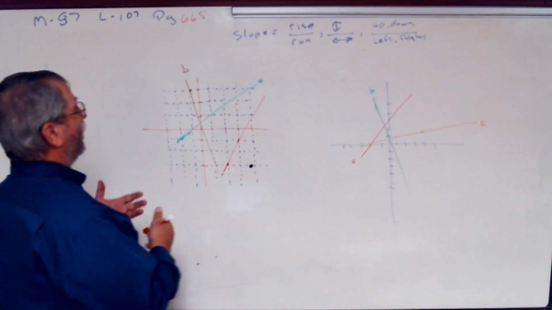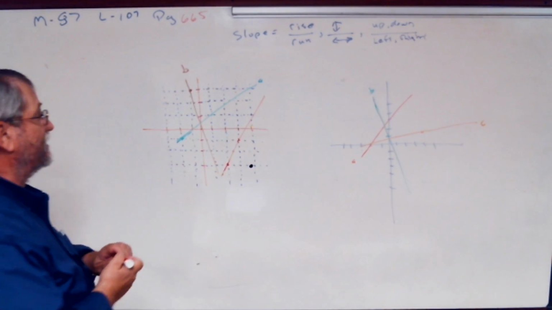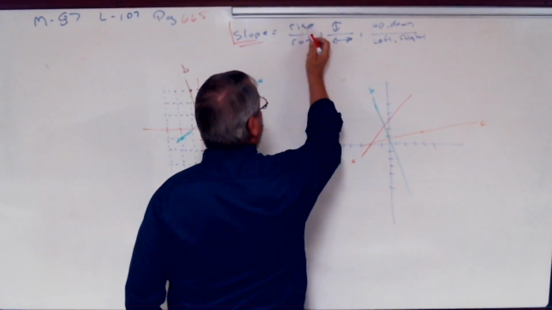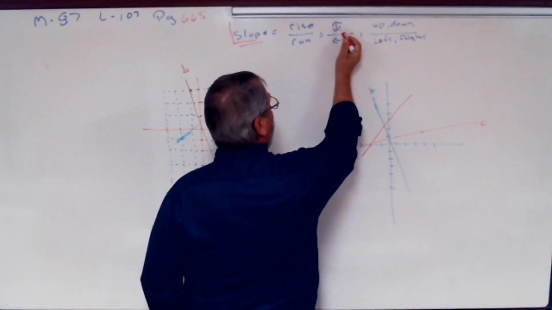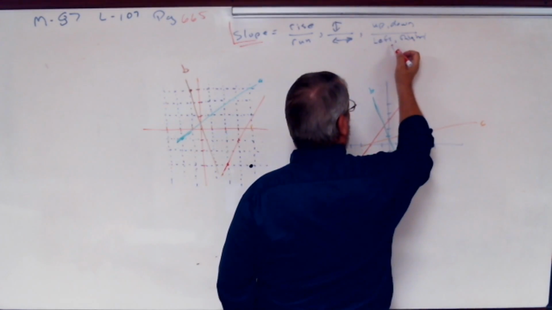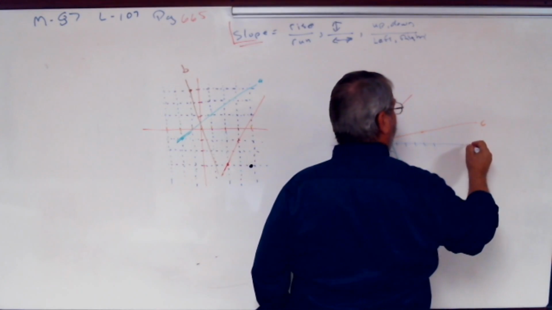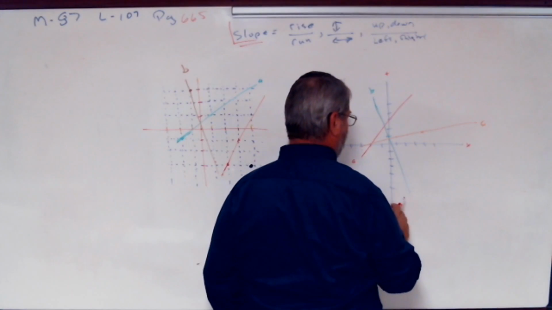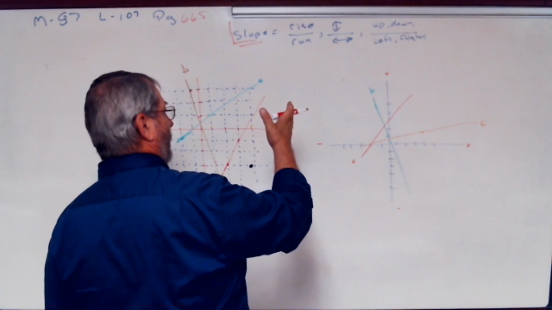I would strongly advise, I would strongly suggest, I would beg you to write this down somewhere. Slope is the rise over the run. It's the up or down, over the left or right. On a graph, on the x, this is positive, this is negative. On the y, this is positive, this is negative. So we're going to go up or down, and then we're going to go left or right.